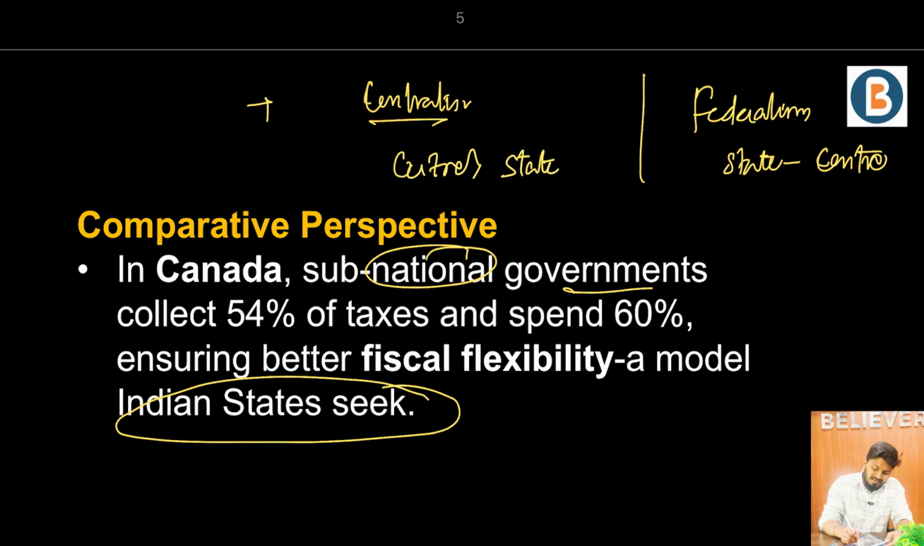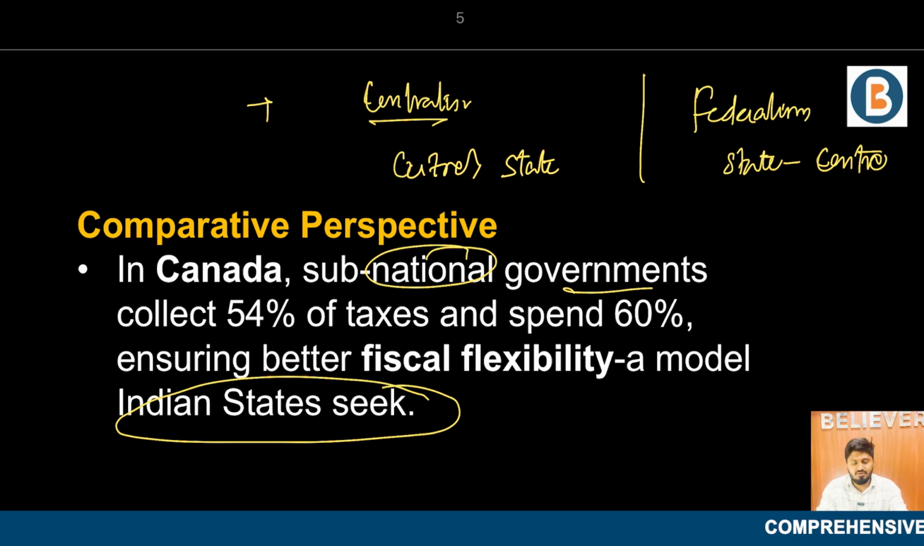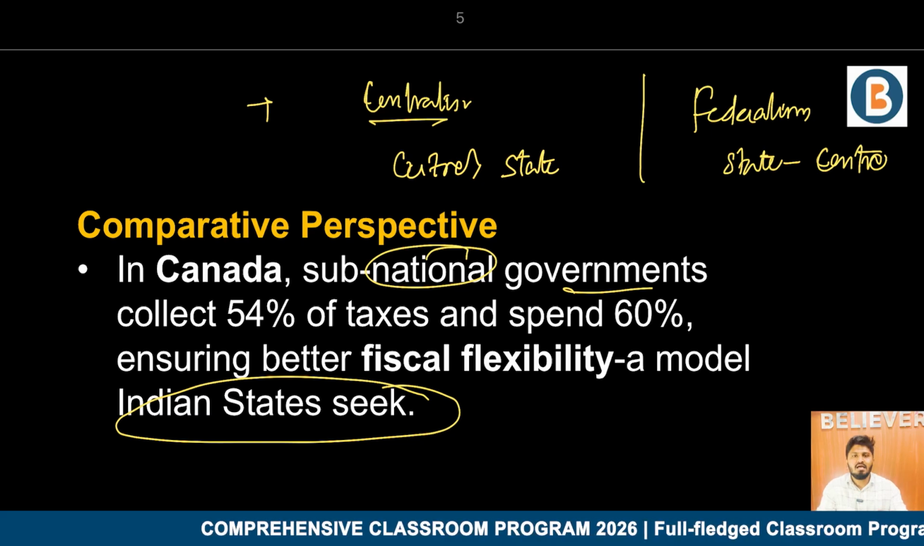Even in Canada, in the fiscal space, they have been given enough powers to collect taxes. That is 54% of the taxes and 60% of spending, which ensures fiscal flexibility. So that is what Indian states also need, seek and require, because the expenditure is ever increasing.